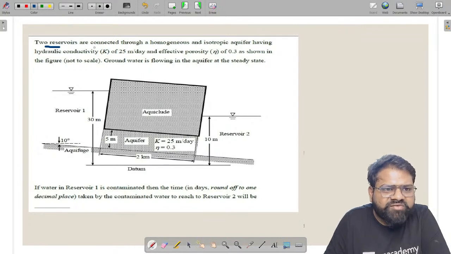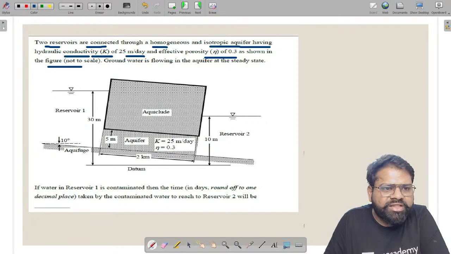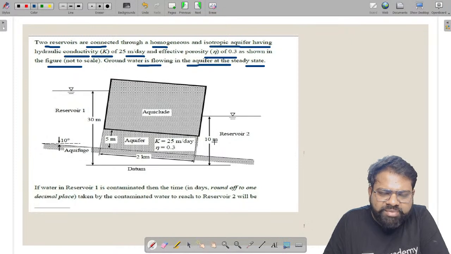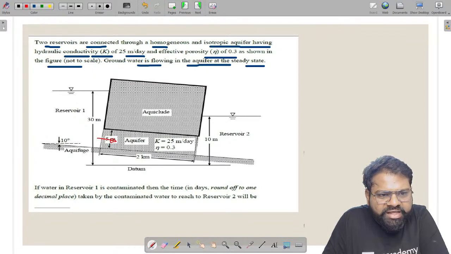The question: there are two reservoirs which are connected through a homogeneous and isotropic aquifer having the given hydraulic conductivity and porosity, as shown in the figure. Groundwater is flowing in the aquifer at a steady rate. The upstream depth is given, and the downstream depth is given. So water will flow through this aquifer. Water cannot flow in the impervious layer, so the water will flow in the aquifer in this direction, along the slope, and the area perpendicular to the direction of flow is the area of cross section.